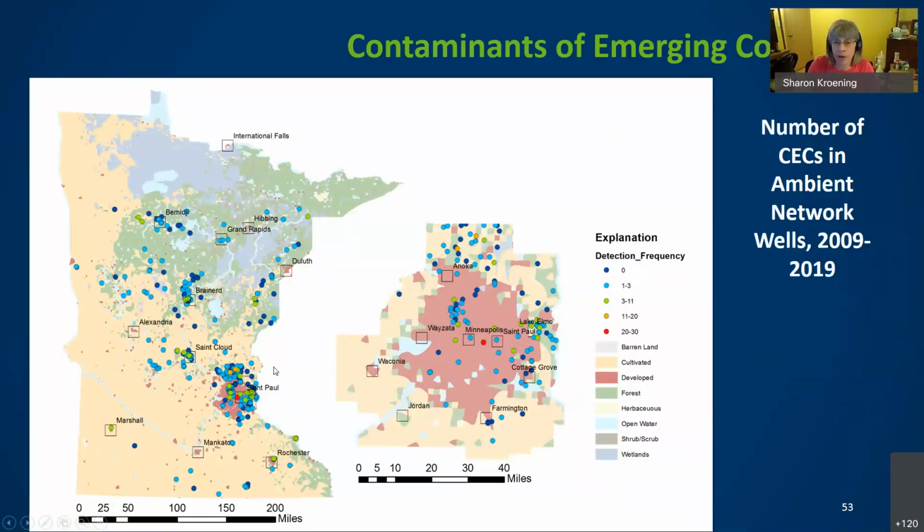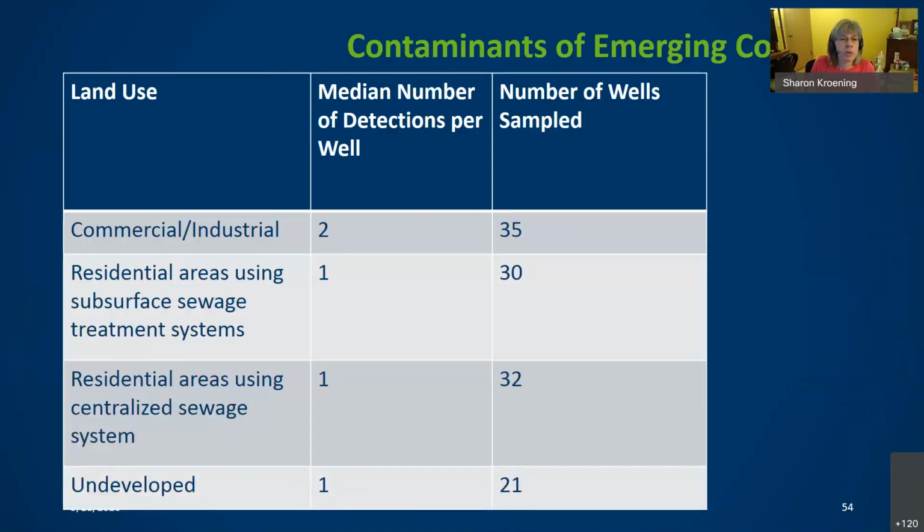We also see that the number of CEC detections in the groundwater varies with land use. We do tend to find CECs more frequently in the shallow wells that we've monitored in commercial or industrial settings compared to the other land use settings that we've assessed.